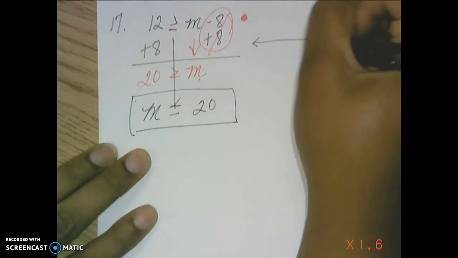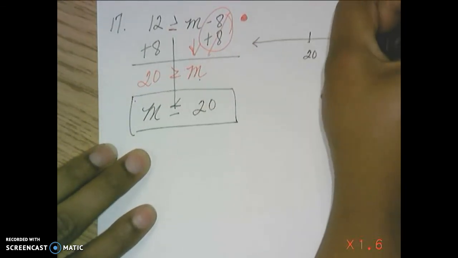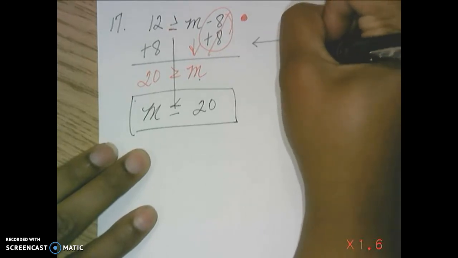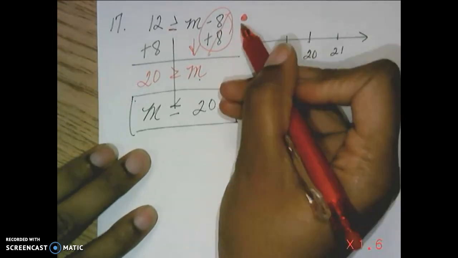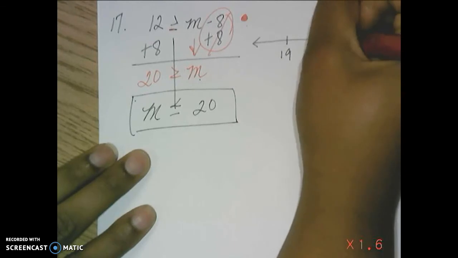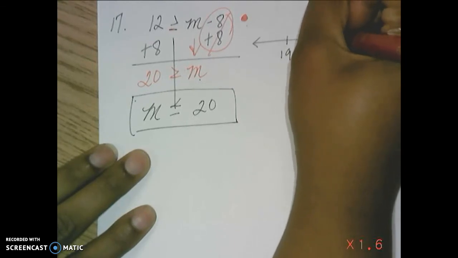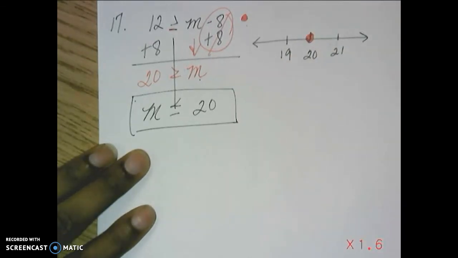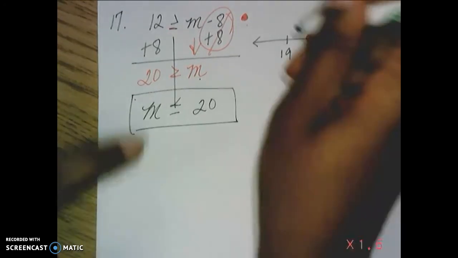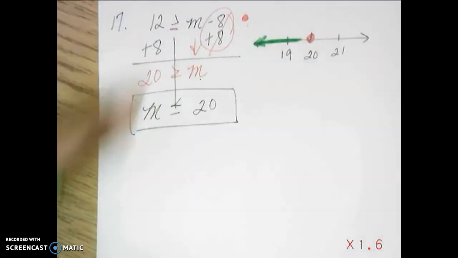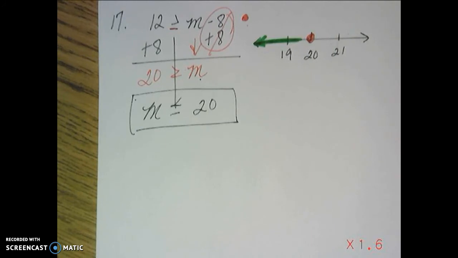So I can do 20, 21, 19 to kind of make it match the paper. But remember, we do have a solid circle. So it's going to start at 20. And it's going to include all the values going to the right. Okay, so that will be my graph of my inequality there.